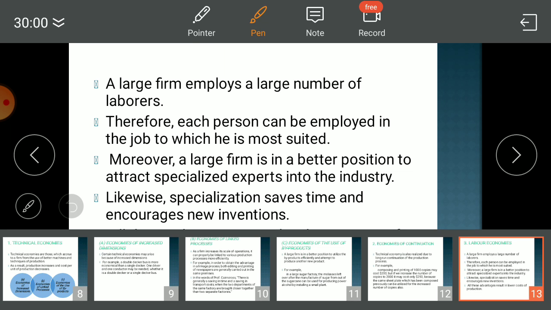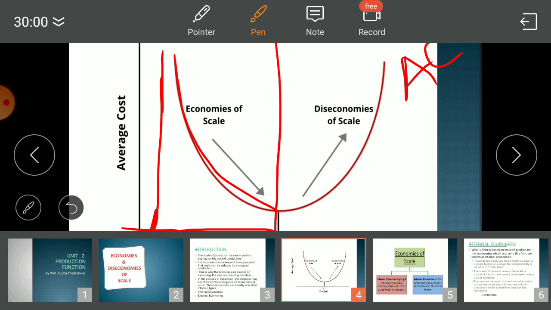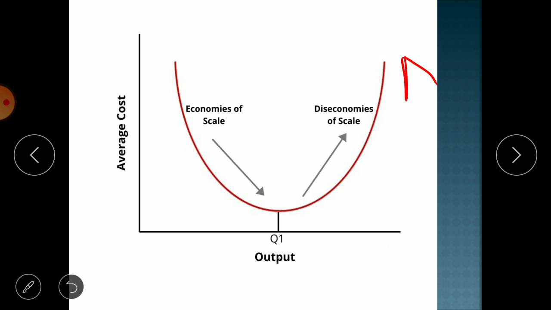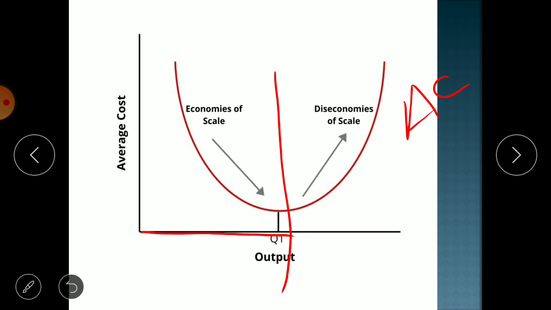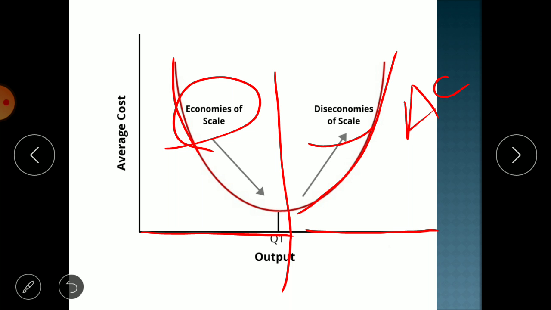We have seen this graph where the average cost is divided into two parts. Initially, if you are increasing your output, your cost of production is reducing, that is known as economies of scale. If you still increase your production, then your cost will increase, that is known as diseconomies of scale.